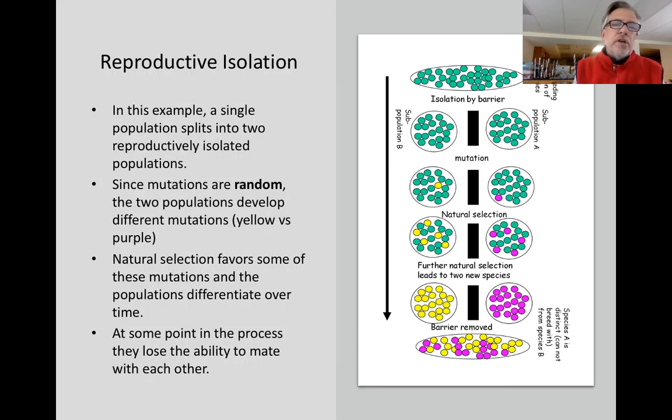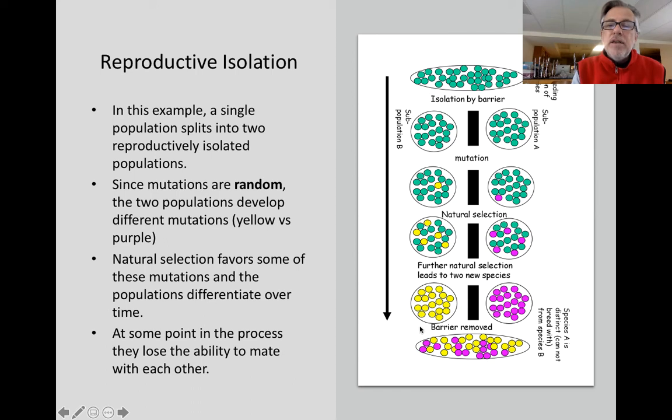Let's just quickly look at reproductive isolation one more time to make sure it's clear. In this example, a single population splits into two reproductively isolated populations. So here they are, reproductively isolated. And now, since mutations are random, the two populations develop different mutations. This one developed what's represented as a yellow mutation, this one a purple mutation. Then natural selection will favor some of these mutations, in this case the yellow, in this case over here the purple.